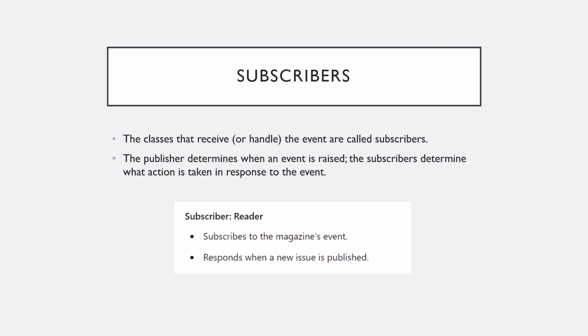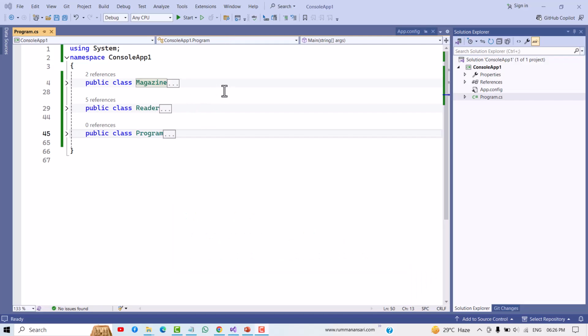Now we'll go to our code and I'll explain how we can implement this. To implement this publisher and subscriber in terms of events, we need basically two classes: the publisher class and the subscriber class. And the Program class will contain the main method. From this Program class we'll create the object of the magazine and the object of the reader, that means the subscriber. So first we need to create the magazine class, that is the publisher.